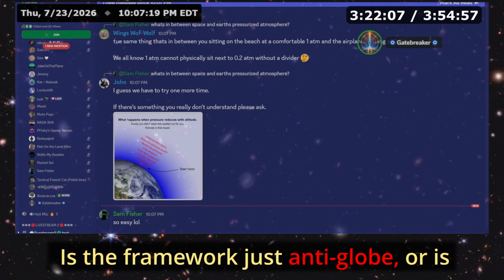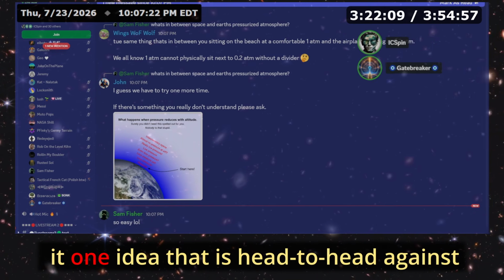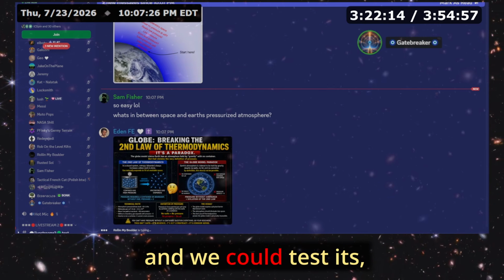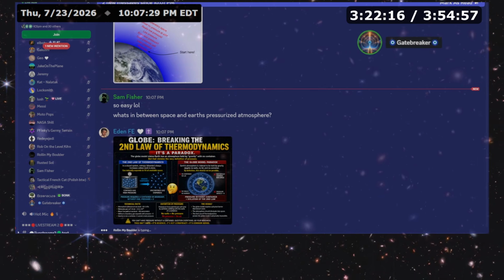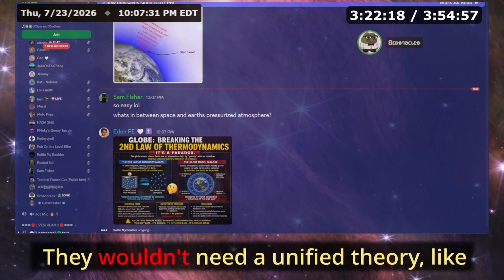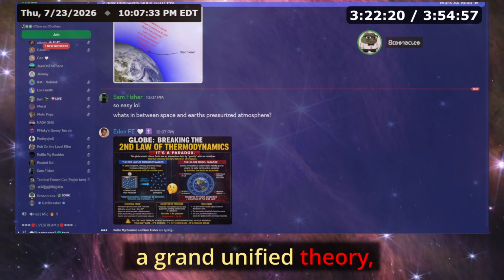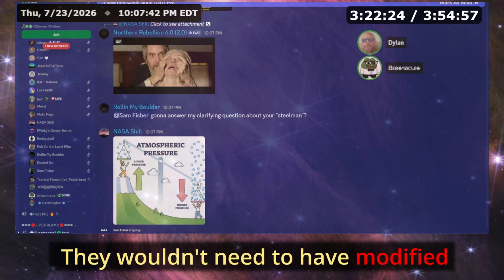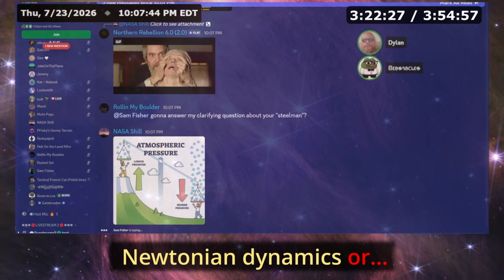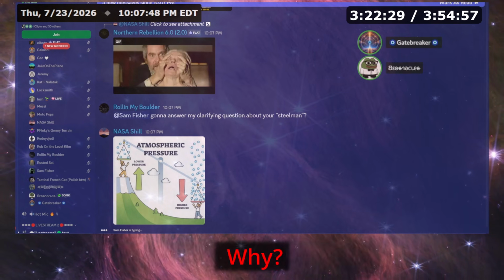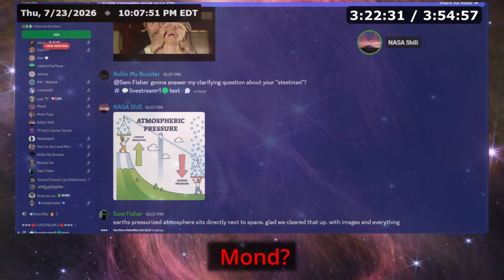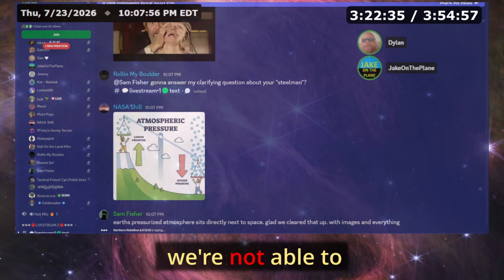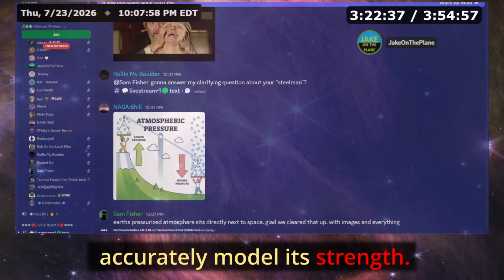Is the framework just anti-globe, or is it one idea that is head to head against the mainstream idea, and we could test its features? They wouldn't need a unified theory, like a grand unified theory, if it was the correct idea. They wouldn't need to have modified Newtonian dynamics, or MOND, as a hypothesis. Why? What is the reason for it? MOND just says that when gravity is exceptionally weak, we're not able to accurately model its strength.